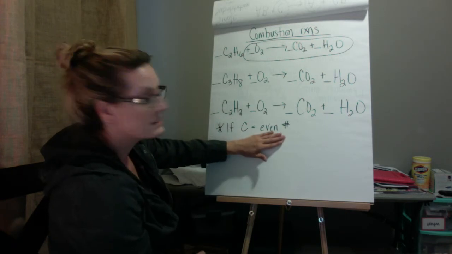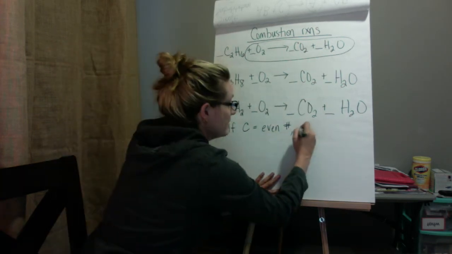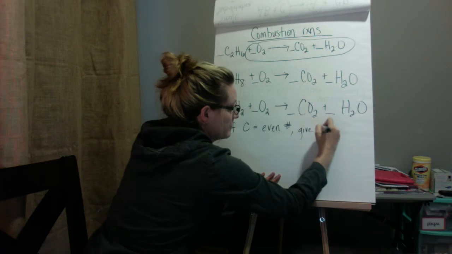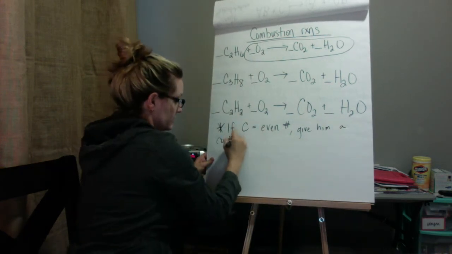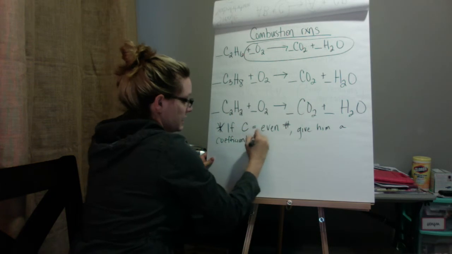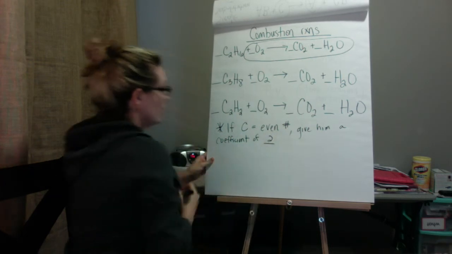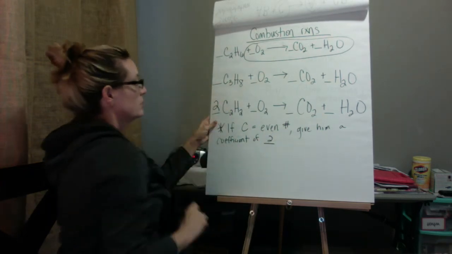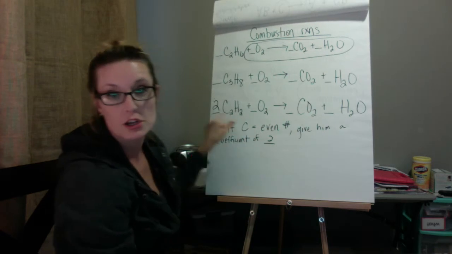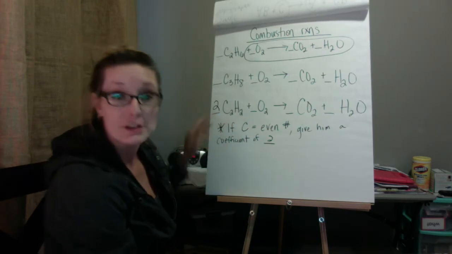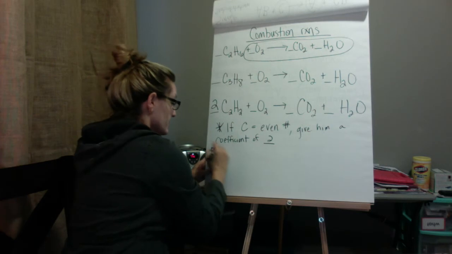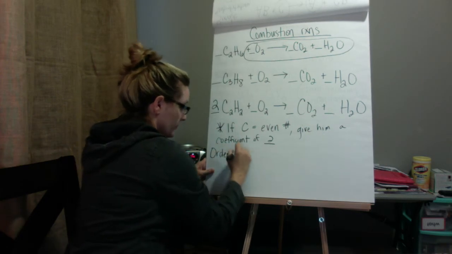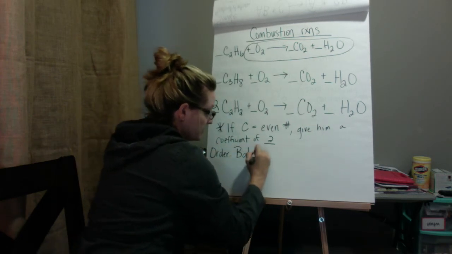So if your carbon is even, you want to give it a coefficient of 2. That means you want to stick a 2 in the front. So we're going to do this one first. Stick a 2 in the front and start from there. And then you have a specific order of balancing. Here's your order. You're going to balance your carbons first.